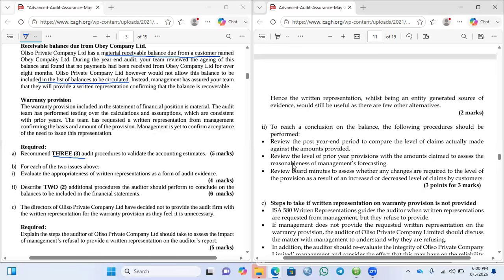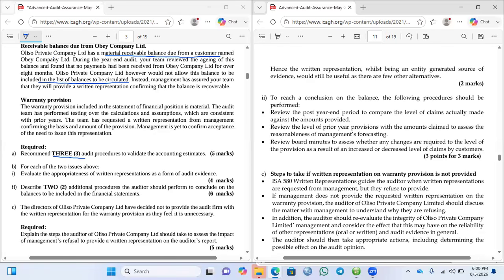It says review the level of prior year provisions with the amount claimed to assess the reasonableness of the management forecasting. Okay, so for example, if last year customers that really brought their goods for us to replace was say 1,000 cedis, and then we have put in our financial statement provision for warranty 100 million Ghana cedis, it doesn't make sense, because when you compare the post year to the current year provision, it doesn't make sense. Okay.